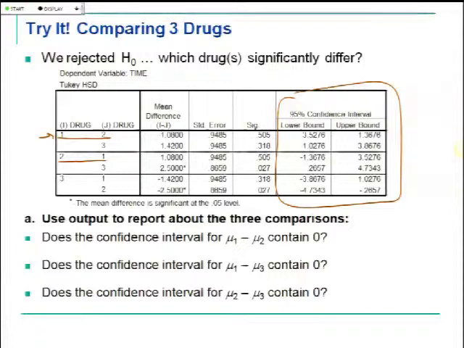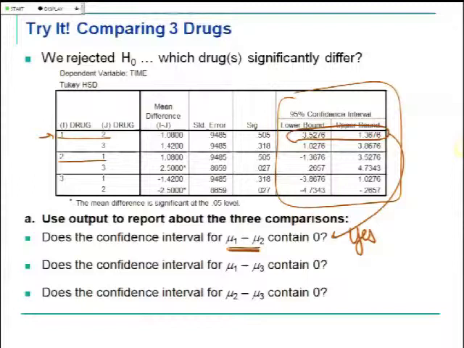We first want to compare the first two drugs, drug 1 and drug 2. mu1 minus mu2. Did that confidence interval for that difference contain 0? So here's the interval for 1 minus 2. And that interval goes from negative 3 to plus 1. So does it have 0 in it? Yes.